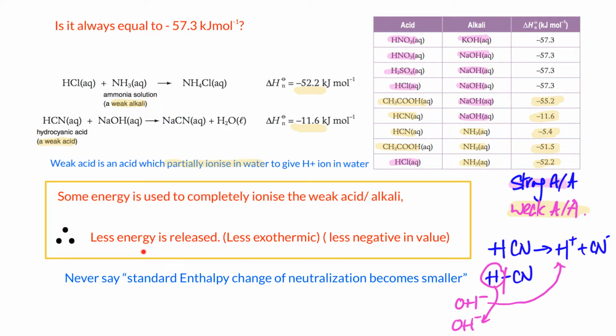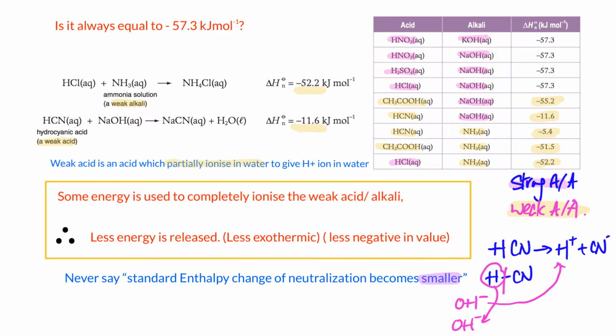You may say less energy released, or that the reaction is less exothermic, or that the value is less negative. But remember, never say that the standard enthalpy change becomes smaller, because the word smaller is so ambiguous. Smaller in value would mean more negative. Because of this ambiguity, normally you won't score any mark. In an exothermic reaction, whenever you say less energy released, you have to say less negative in value.